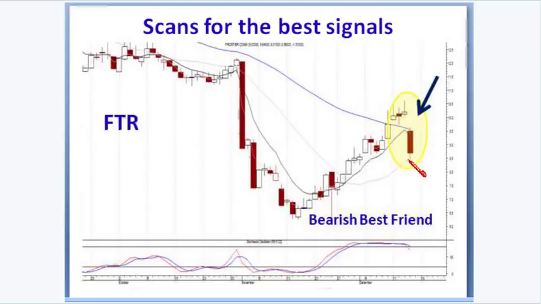Or going to the bearish side. Overbought area. Bearish best friend. What's the overall trend? Down. Now they're kicking it. They're doing a best friend signal.